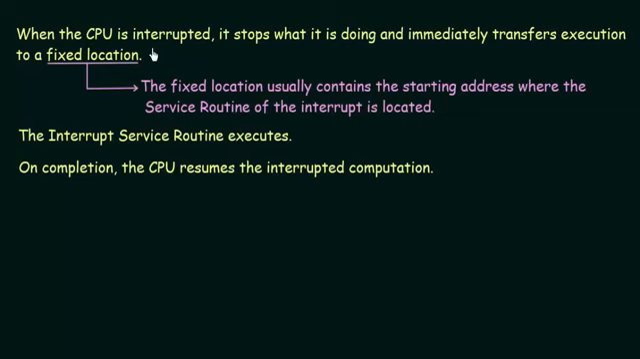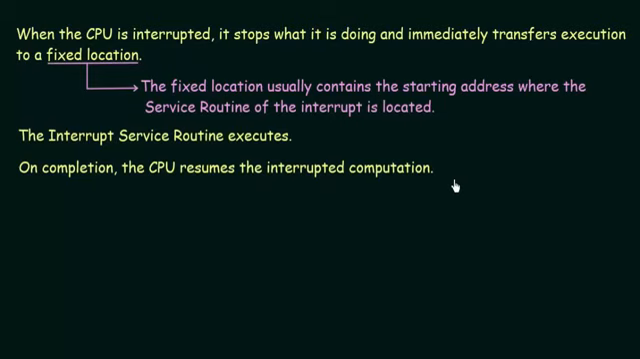So when the CPU is interrupted, it stops what it is doing and immediately transfers its execution to the starting address of the interrupt service routine. The interrupt service routine may be located somewhere and it has a starting address from where it should start its execution. That is the first thing that the CPU does when it is interrupted. And then what happens? The interrupt service routine executes. Whatever was written in the interrupt service routine gets executed completely. And then, on completion, the CPU resumes the interrupted computation.